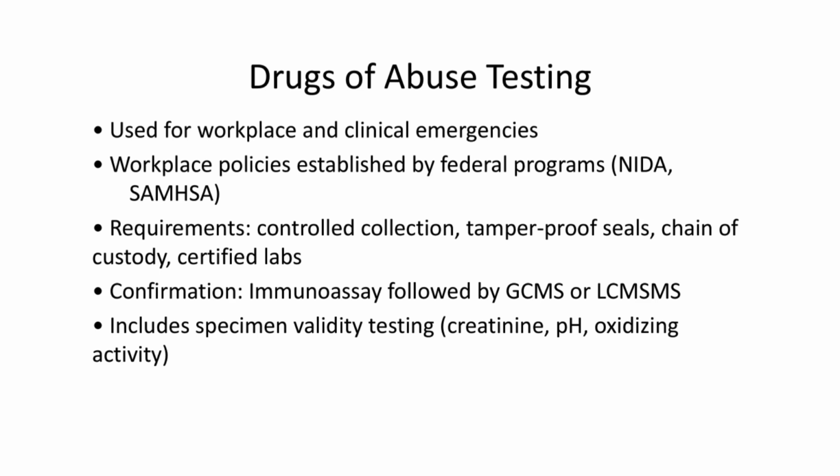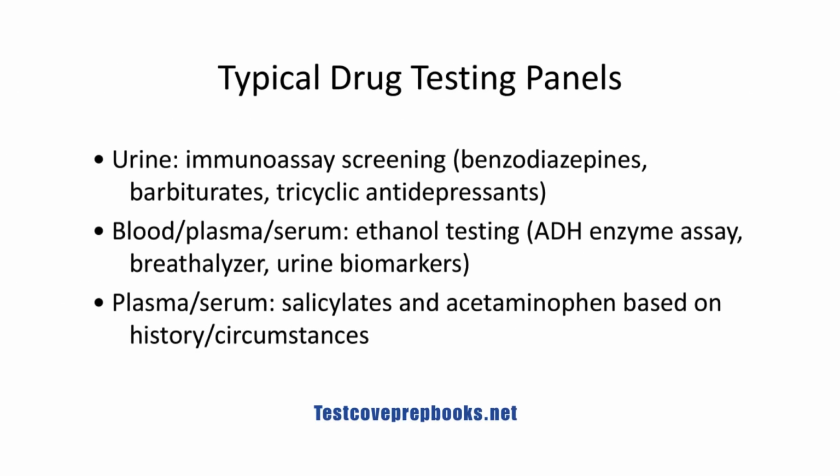Confirmation of drug use involves immunoassay screening followed by gas chromatography mass spectrometry or liquid chromatography tandem mass spectrometry testing. Specimen validity testing is also included, which checks creatinine levels, pH, and oxidizing activity to determine whether a sample is dilute, substituted, or adulterated. Typical drug testing panels vary depending on the setting.